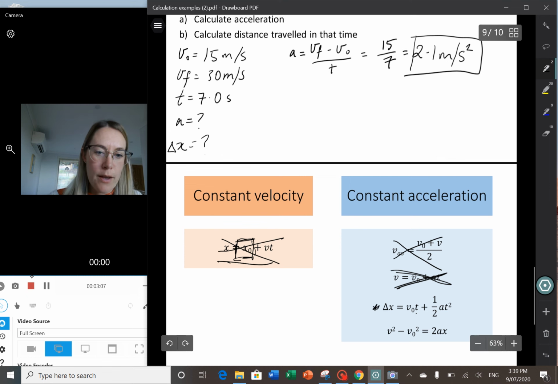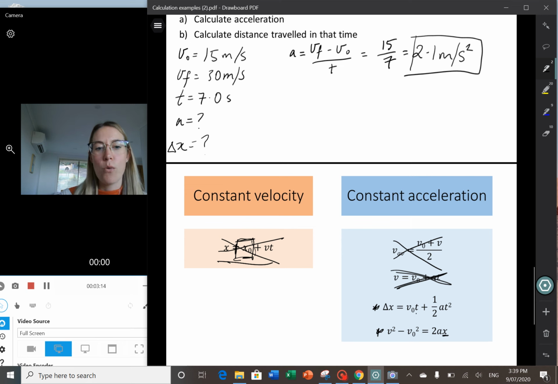We've just used this formula and it doesn't contain position. This formula here and this formula here both contain position, but this first one is going to be more helpful, because it's already in the format that we want. We don't have to rearrange it to isolate x. So that's the formula we're going to use.